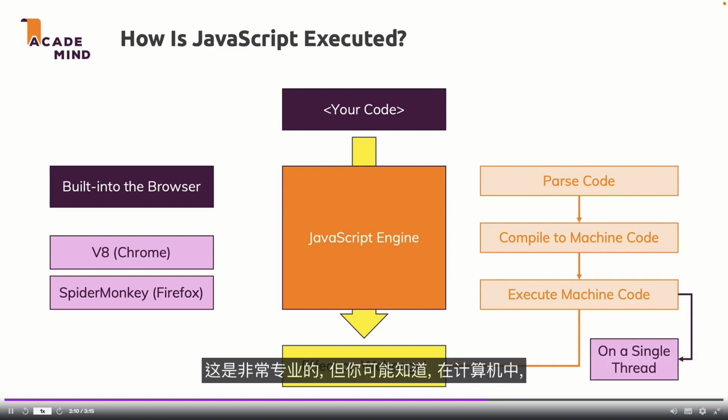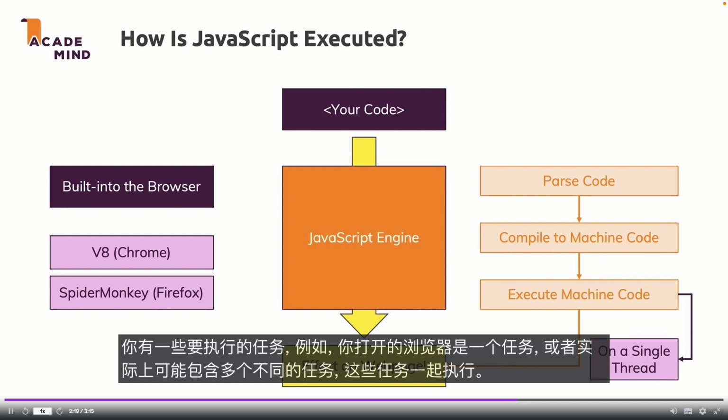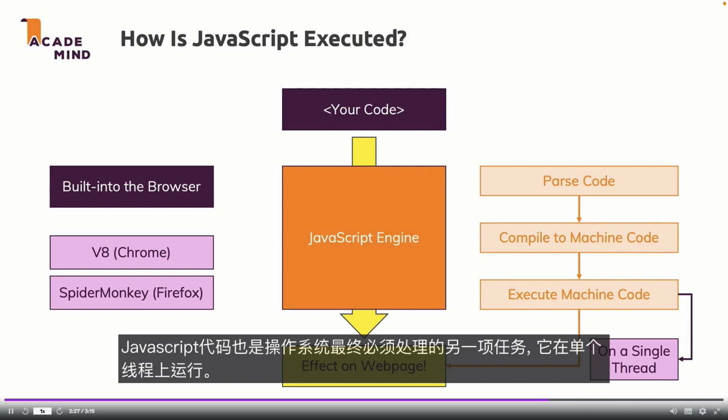Now, this is very technical, but you might know that in a computer, you have certain tasks that are executed. For example, the browser you opened is a task, or actually it might consist of multiple different tasks that are executed together. The JavaScript code is also yet another task which your operating system in the end has to take care of. And this runs on a single thread.